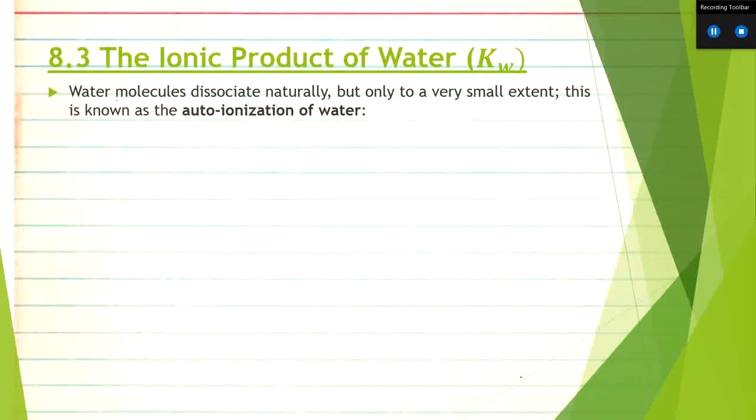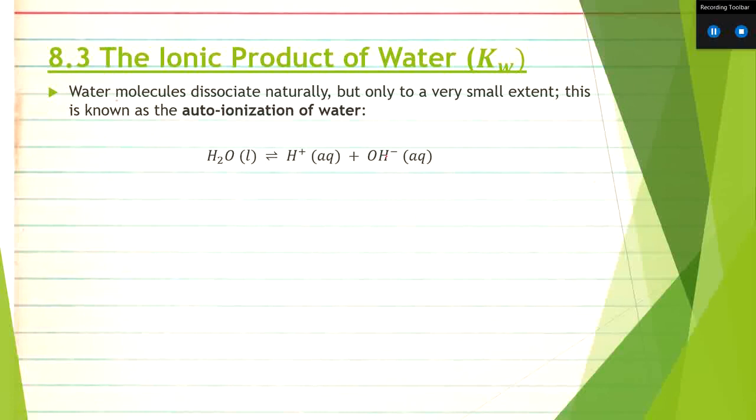So we're going to look at another property, which is called the ionic product of water, which we use Kw. Now, anytime you see K with a subscript like that, think of your equilibrium constants, and that's exactly what this is going to be. So water molecules dissociate naturally. Okay, so there is an equilibrium within water, but it only dissociates to a very small extent. This is known as the auto-ionization of water. So it auto-ionizes by itself. Okay, so water splits apart into H plus and OH minus.